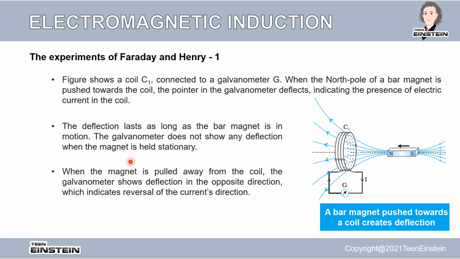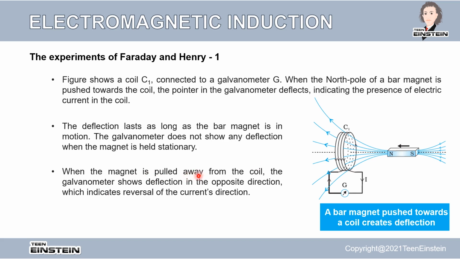And the deflection lasts as long as the bar magnet is in motion. The galvanometer does not show any deflection when the magnet is held stationary. So once you start moving and then you stop after bringing it here, then the current stops. So only when the magnet is moving, there is a current.